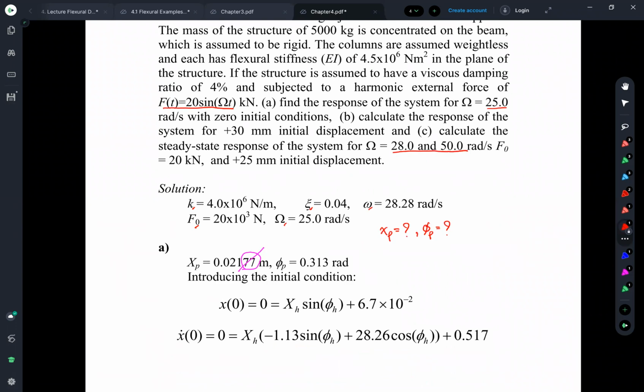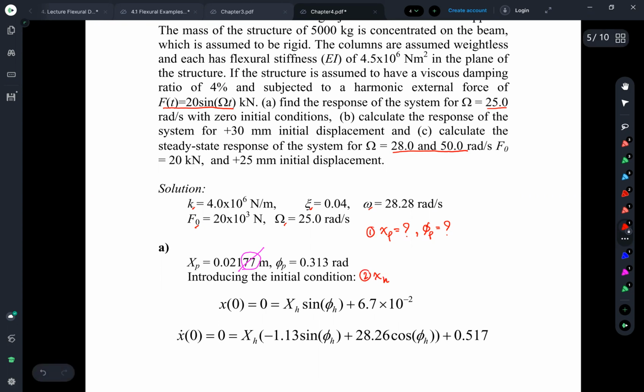You would obtain the big XP equal to 0.021, remove the 7 for me because that one is not good for representing the displacement. It's too small. If you go with millimeter, it could be enough in terms of civil engineering application. We don't care much about the micron, nanometer, or something like that. You just remove the 7 and 7 there. The VP equals 0.313 radian.